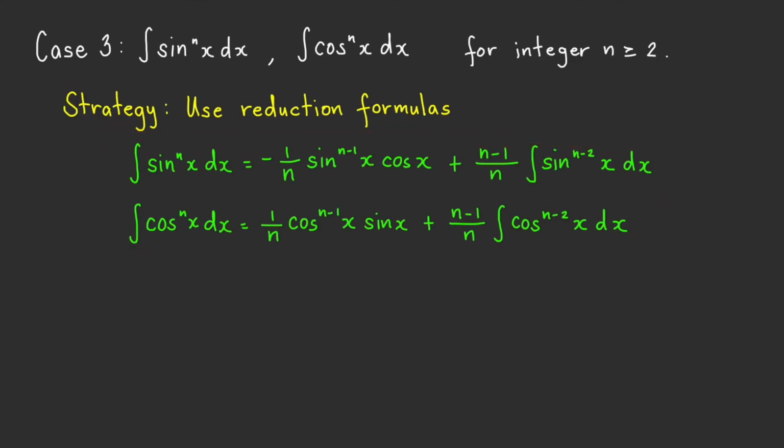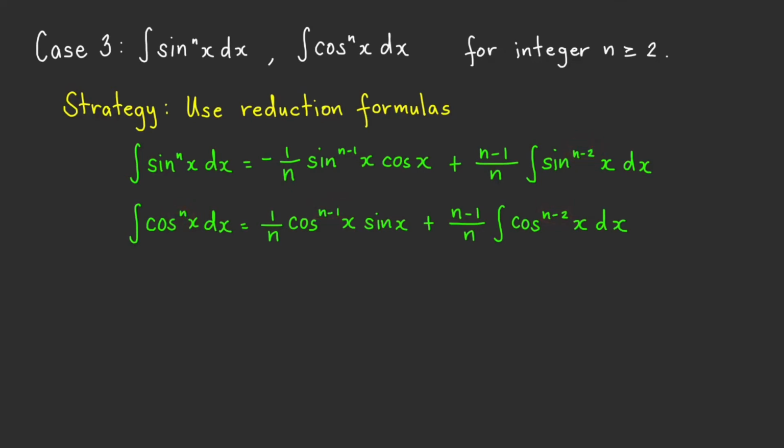It's not that hard to remember these formulas because if you ignore this negative sign here, you only have 1 over n and n minus 1 all over n. So the sum is equal to 1: this 1 over n plus n minus 1 all over n. And as you can see, the powers are n minus 1 and then n minus 2, n minus 1 and then n minus 2.